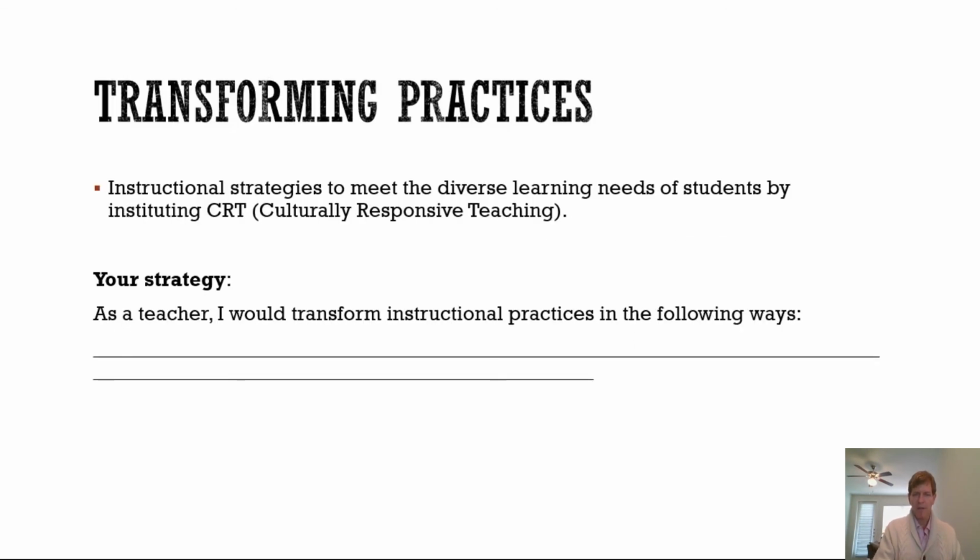From there, we talk about transformative practices. You want your instructional strategies to meet the diverse needs of your students in ways that help the students feel empowered to lead lives that are powerful, that are meaningful, and might lead toward more equitable social change in society, even if it's one person at a time. So as a teacher, how can you make your instructional practices ones that are transformative for your students and allow your students to feel empowered?